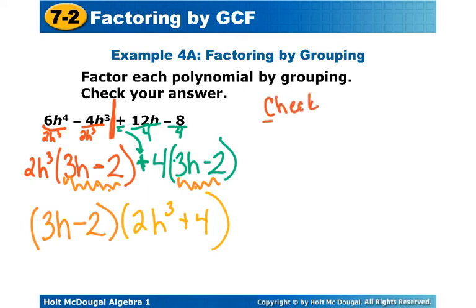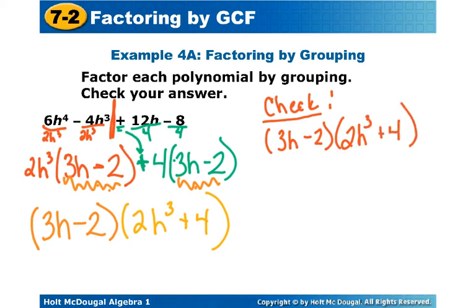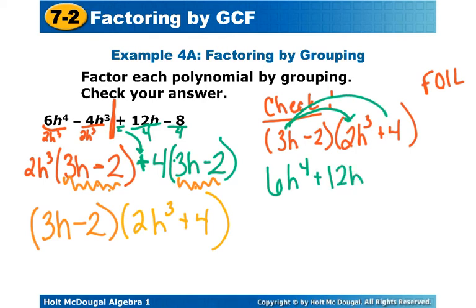When you perform a check, you're simply going to take what you got, which was 3h minus 2, times the quantity of 2h to the third plus 4. And you're simply going to FOIL this in order to check. So you're going to do 3h times 2h cubed. Well, that gives me 6h to the fourth. 3h times 4, that's 12h.